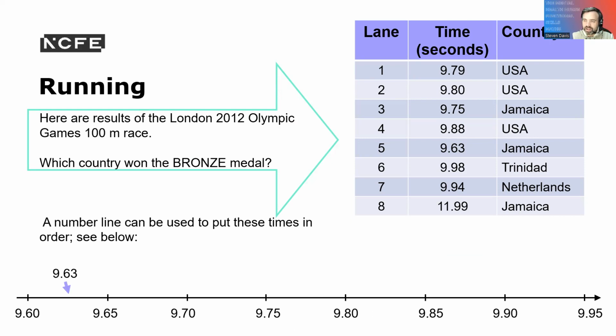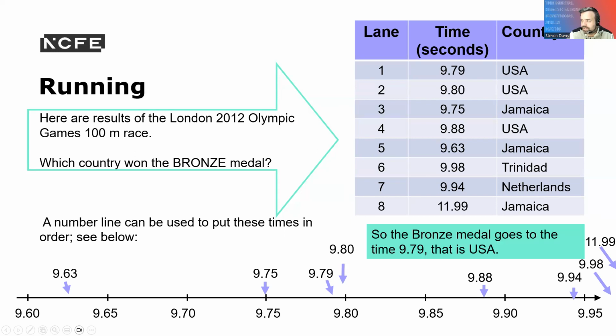So we've got Jamaica. 2 lots of Jamaica there. USA. USA. USA. Netherlands. Trinidad. Jamaica. So from this line, we can now see who was third for bronze, can't we? So it should be USA.